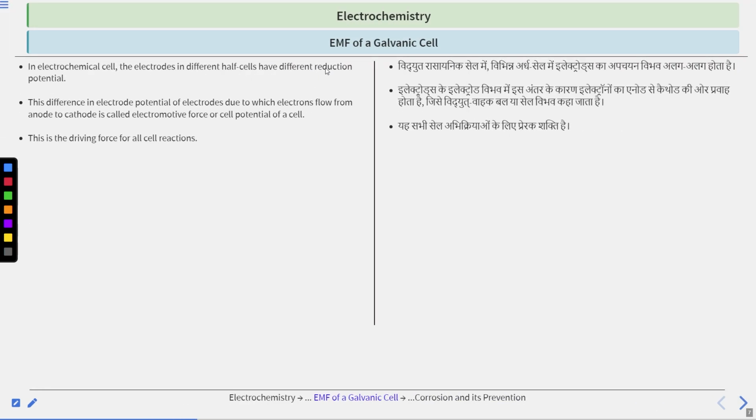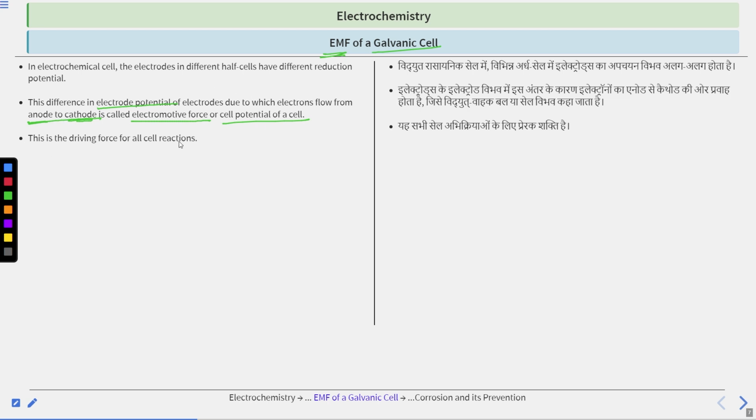Let's move to the topic EMF of a galvanic cell. In an electrochemical cell, the electrodes in different half cells have different reduction potentials. This difference in electrode potential of the electrodes, due to which electrons flow from anode to cathode, is called electromotive force, or EMF, or cell potential of a cell. So the difference in the electrode potential of the electrodes, due to which electrons flow from anode to cathode, is known as electromotive force or cell potential of a cell.